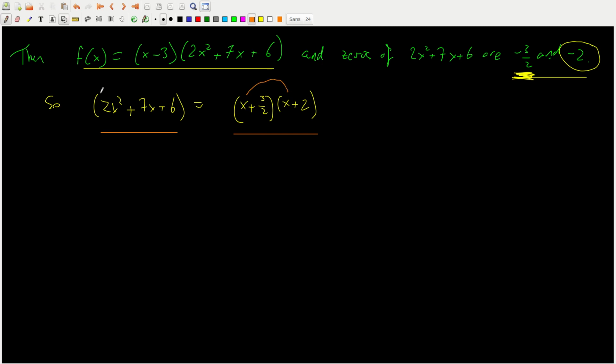Over here I have 2x squared, but this is only going to yield x squared. And so I have to put something in the front here, or else it can't possibly work. So I'm going to place that 2. We'll talk about this in a second. But the 2 in front of the x squared, I'm just going to put it there.